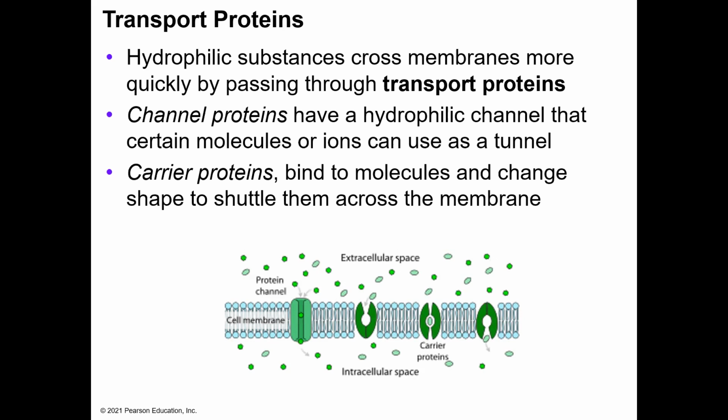So hydrophilic substances can cross through using transport proteins. Transport proteins can be either channel proteins or carrier proteins. Channel proteins have a hydrophilic channel that certain molecules or ions can use as a tunnel. Carrier proteins will bind to the molecule and change shape to release them on the other side of the membrane. So channel proteins, the solutes can just flow through. Carrier proteins, the item will attach and then it will cause the protein to change shape and it's released on the other side.